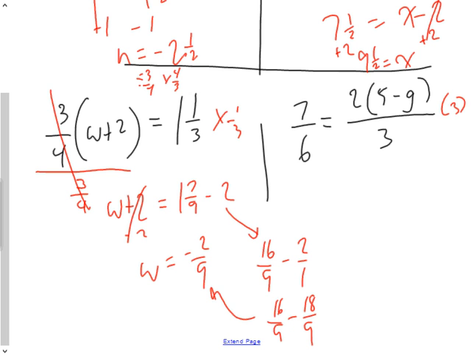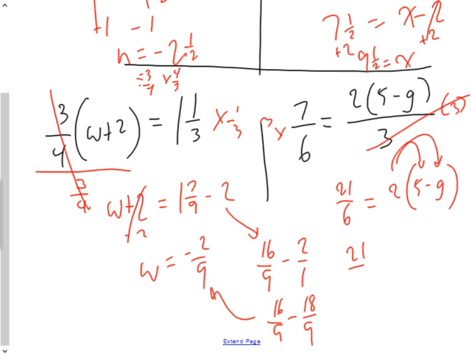Multiply both sides by 3. Multiply by 3. You get 21 over 6 equals 2 times 5 minus g. Right? By multiplying both sides by 3, I get that. I'm going to expand this time. I'm going to get 21 over 6 equals 10 minus 2g. I'm going to add 10 to both sides. Add 10 to both sides.